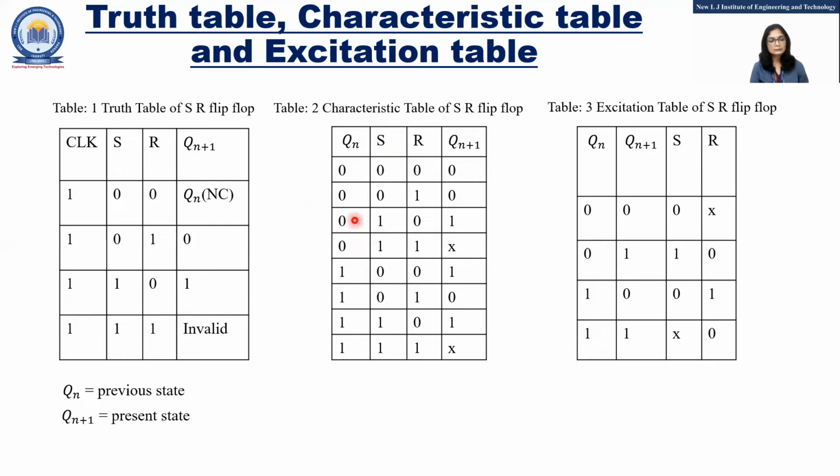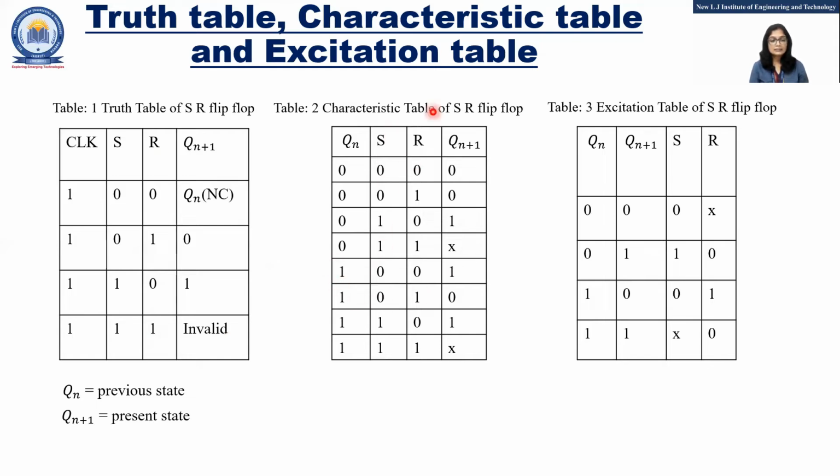Now suppose S is 0, R is 1. We are getting 0, so we'll write here 0. If S is 1, R is 0, Qn plus 1 is 1. So that's why we have written here 1. If S is 1, R is 1, then invalid state, means neither 1 nor 0. That's why we'll write don't care condition for that. Don't care means simply you have to write cross.